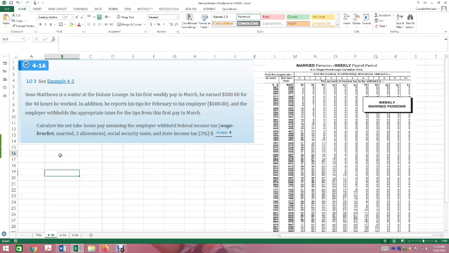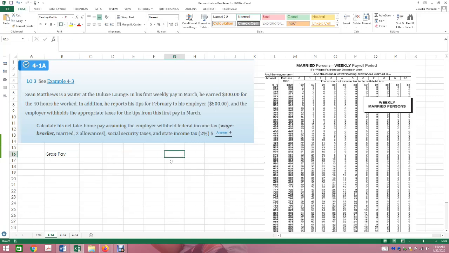Okay, so let's start off by working our calculations. First, we're going to start off with our gross pay. This is how much the employee earned. This is how much the employee earned from working, his regular wages for the week. His regular wages for the week are $300. That is how much he earned this week.